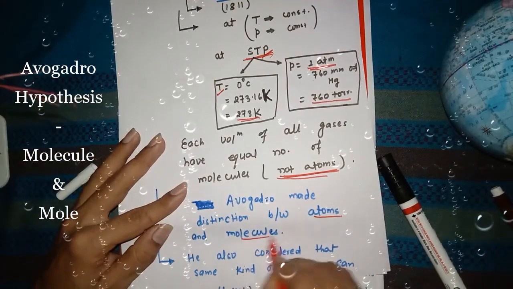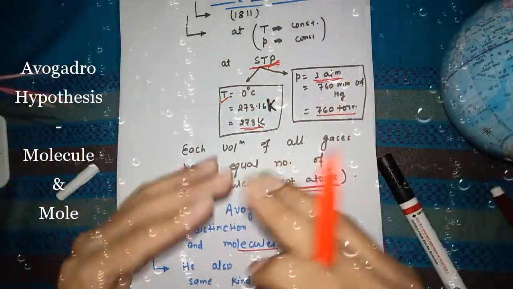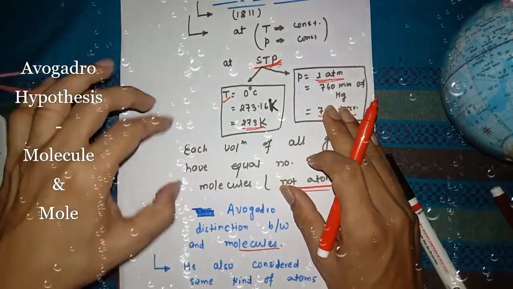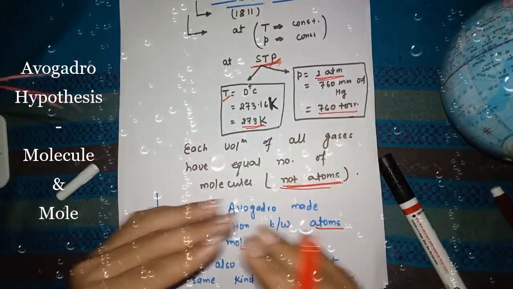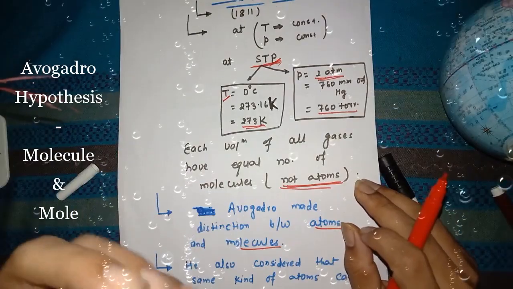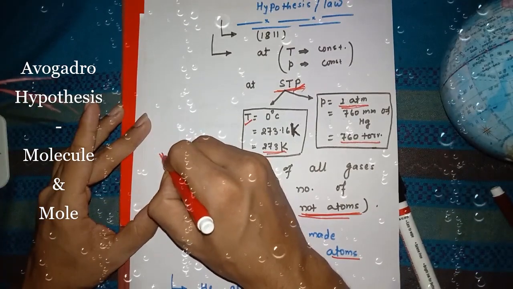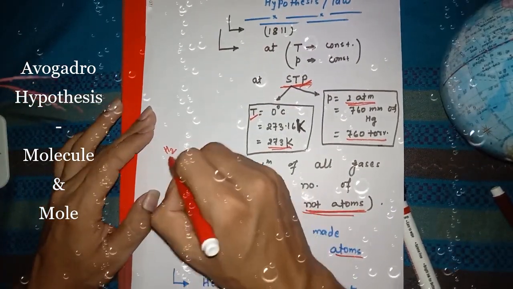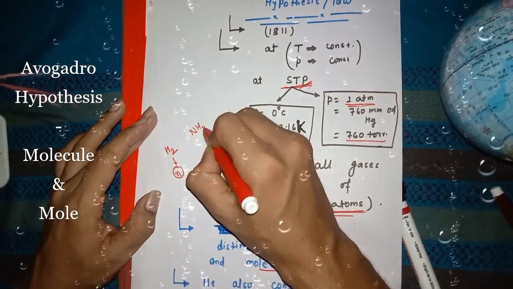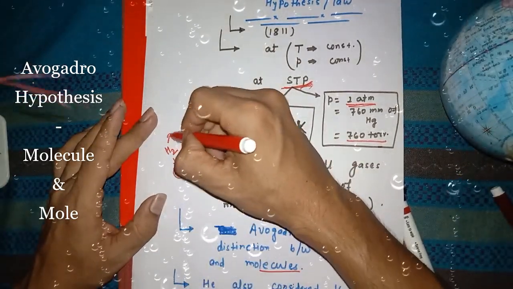So Avogadro made a distinction between atoms and molecules. He said that molecules are different from atoms. We cannot use atoms for molecules or molecules for atoms. They are different. So he mentioned in his law that a particular volume of gases contains an equal number of molecules, which doesn't mean an equal number of atoms. For example, at a particular volume, hydrogen gas has n molecules, and NH3 gas also has n molecules according to this law.